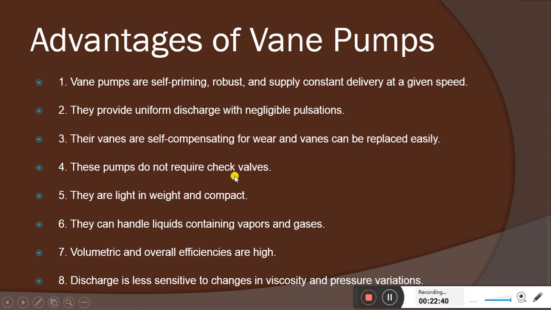These pumps do not require check valves. There is no requirement of check valves, as in piston pumps, where we require check valves for the inlet and outlet strokes. But in here, there is no requirement. They are light in weight and compact. It is one of the advantages.